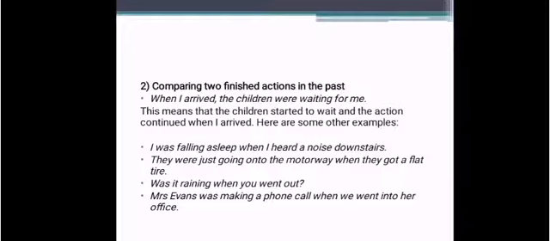Was it raining when you went out? So he went out, and then it was raining. The same idea: someone went out, that is one event, and the other event is raining.